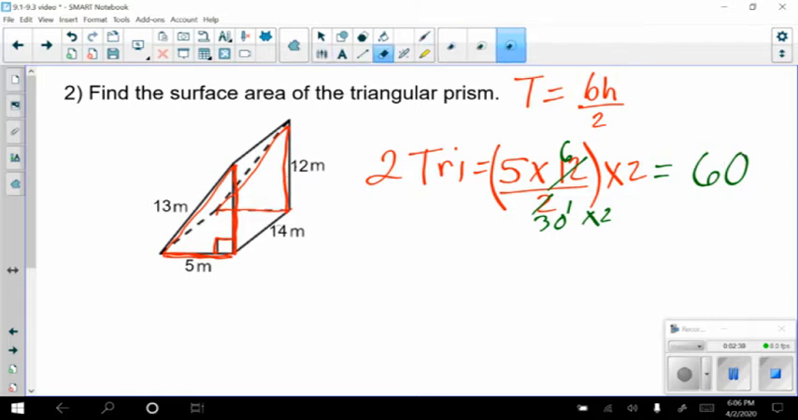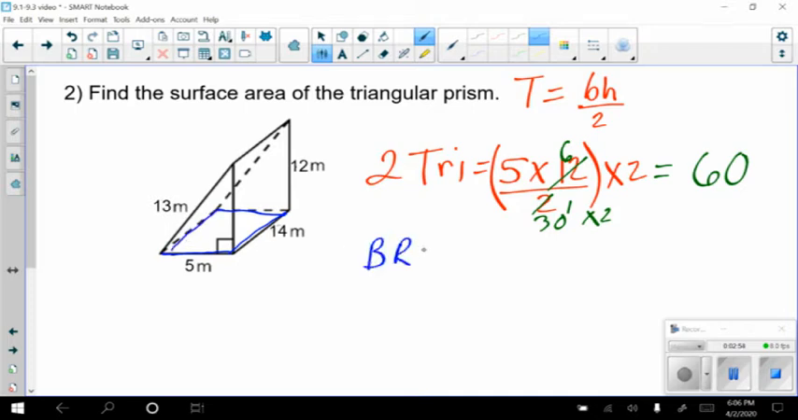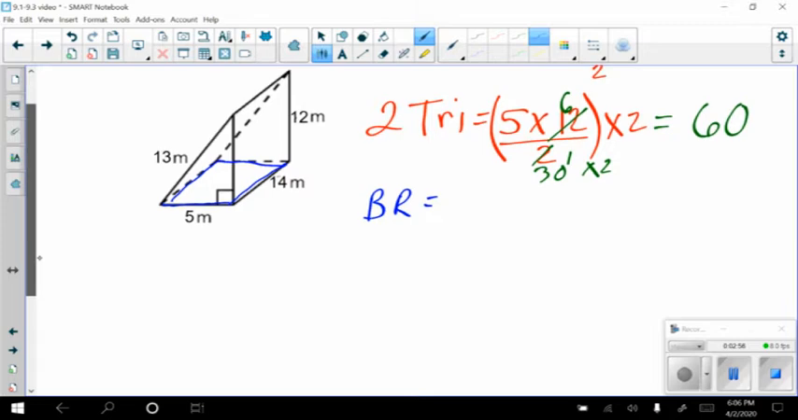Next, let's look at our rectangles. Our rectangles, you need to understand, are 3 completely different rectangles because none of these have the same measurements. So I'm going to label this first one as the bottom rectangle. The bottom rectangle is 5 by 14. It's not a triangle, so we're not dividing by 2. 5 times 14 is going to be 70.